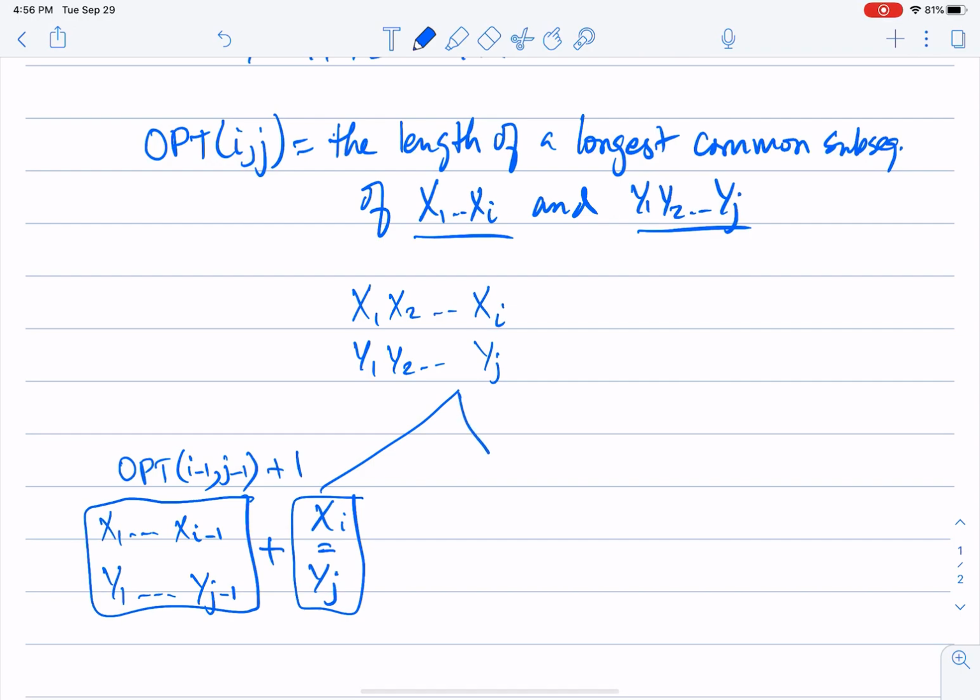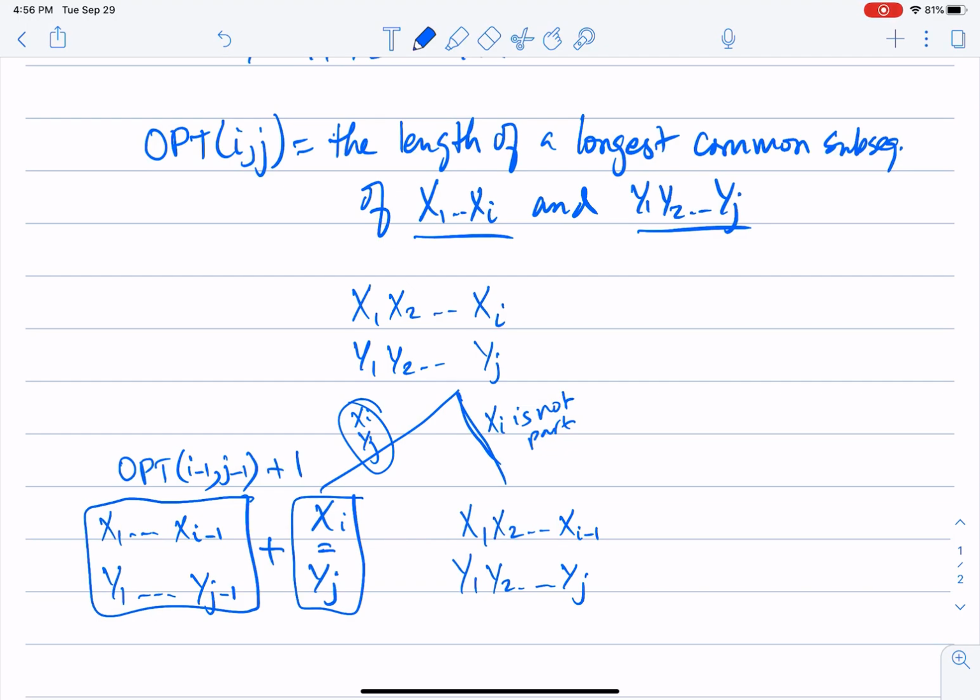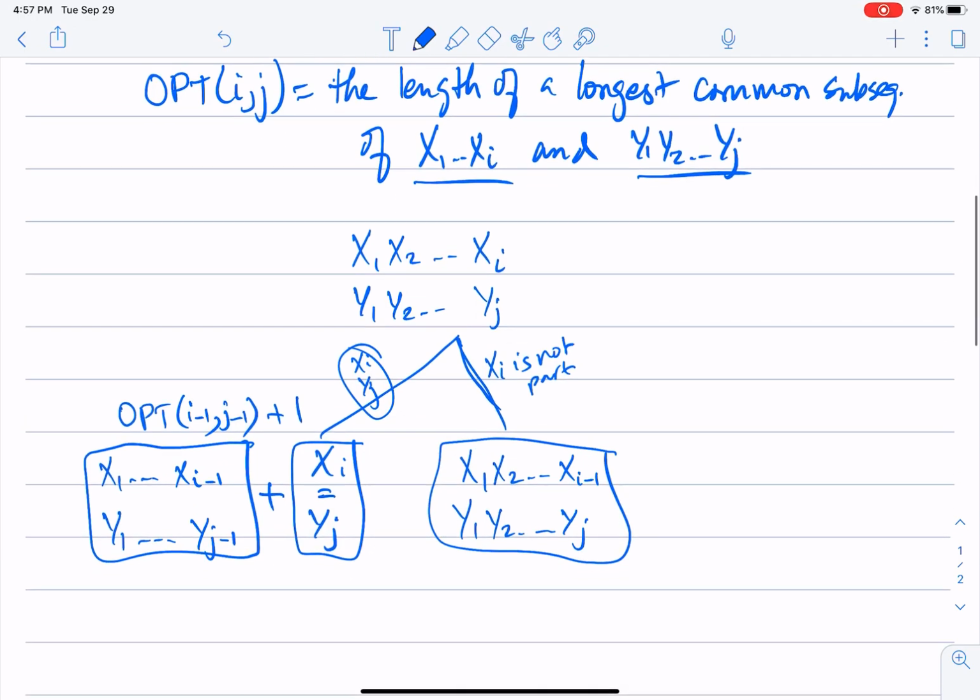A second case is that xi is not going to be part of the solution. So the first case is xi and yj are part of the solution, and the second case is xi is not part of the solution. It's not part of a longest common subsequence. So I need to get rid of xi. So now I'm looking for a solution. If xi is not part of a solution, then I need to look at x1 all the way to xi minus 1 and y1 to yj, right? Because xi is not part of the solution, but still yj could be part of a solution. So this one now, I am looking for opt of i minus 1, j.